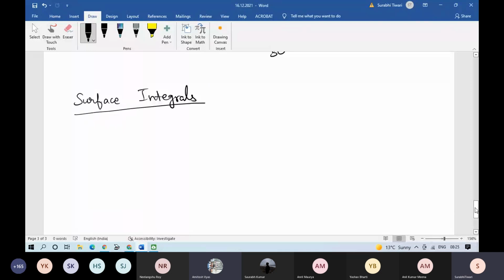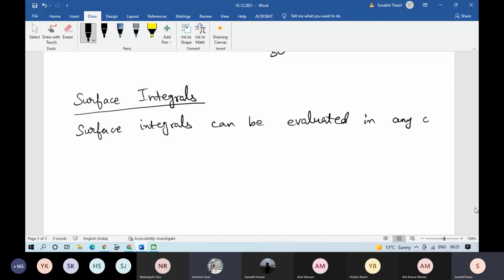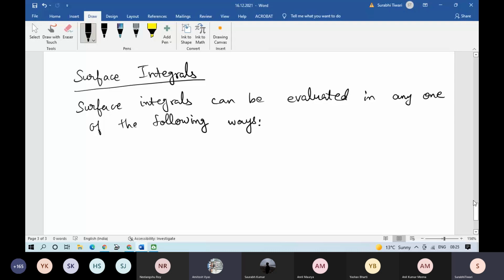Now surface integrals. Now what are surface integrals? Surface integrals can be evaluated in any one of the following ways. Now if we are coming to surface integrals, means we are coming to 3D, क्योंकि सरफेस आपको 3D में ही तो मिलेगी. ठीक, तो सरफेस इंटीग्रल कैसे कैलकुलेट होगा?